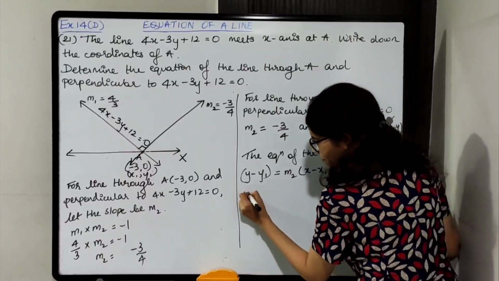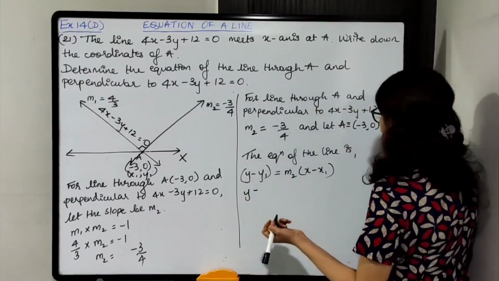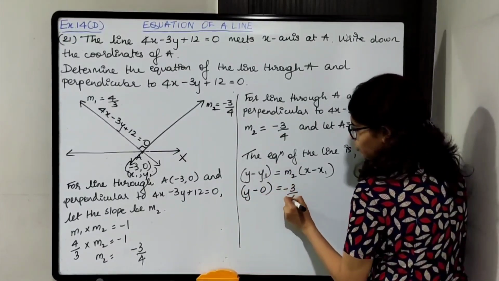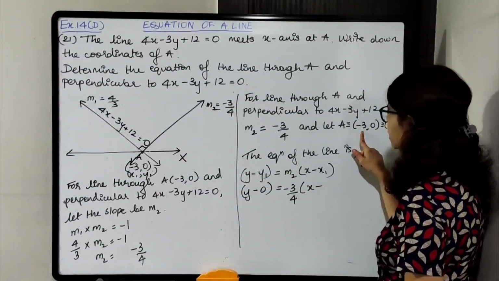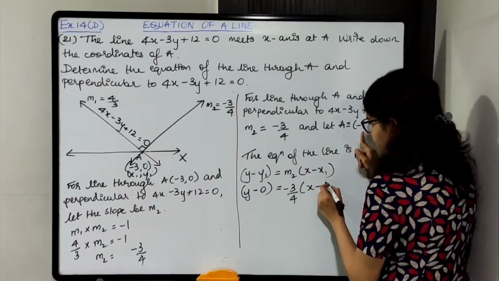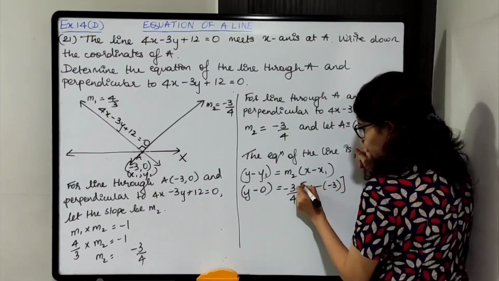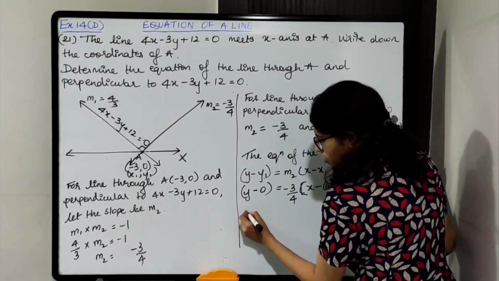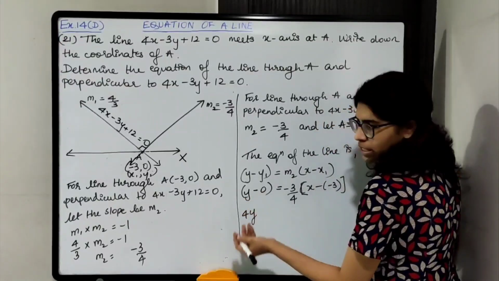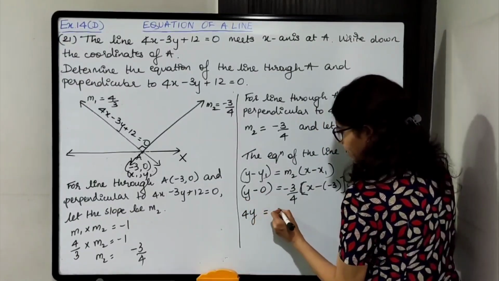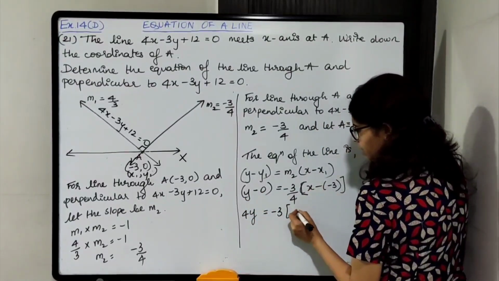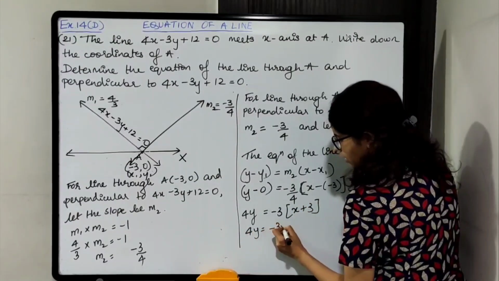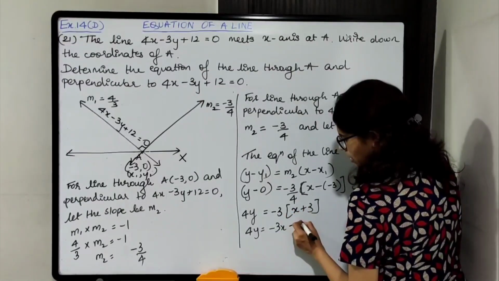Y minus y1 is 0, m2 is minus 3/4, x minus x1 is x plus 3. So minus 3, put the bracket outside. Shift the 4 here, so 4 into y, y minus 0 is nothing but y, equals minus 3 into x plus 3, so 4y equals minus 3x, minus into plus is minus 9.